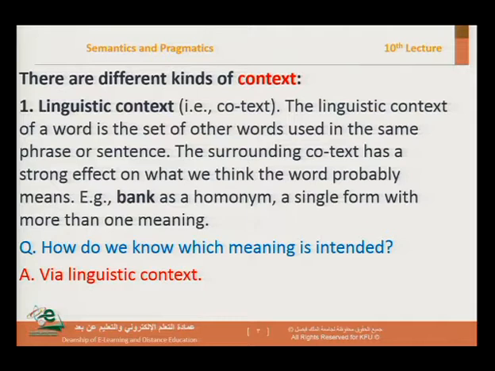So it's the set of other words found in the sentence with this word. The surrounding co-text, for example, of the word bank should tell us what we mean by the word bank. The surrounding co-text has a strong effect on what we think would be the meaning of a selected word. So we took bank, for example, which is a homonym. We said it's a single form with different meanings, right? So how would we understand the meaning of the word bank if I encounter that word in a sentence? I actually look at the co-text, the linguistic text, what's coming around this word.